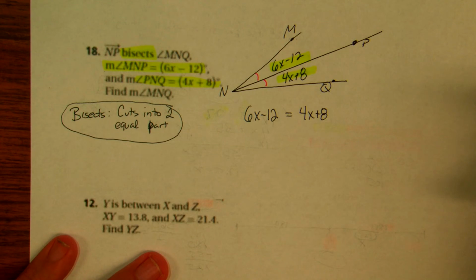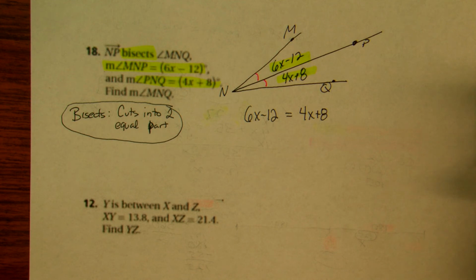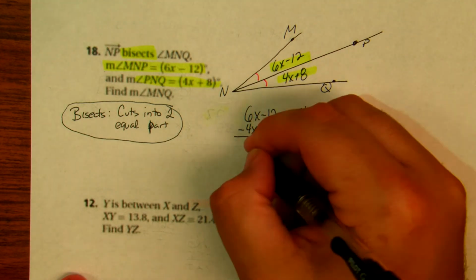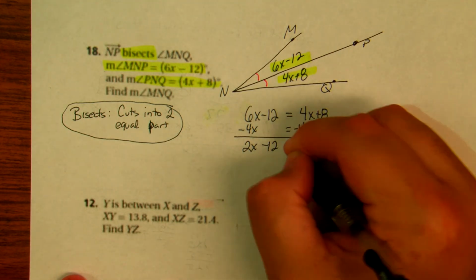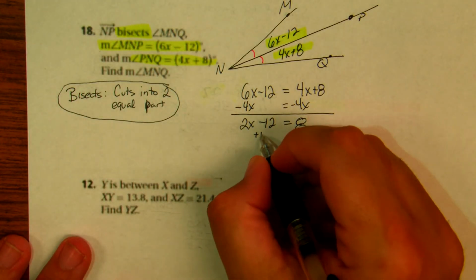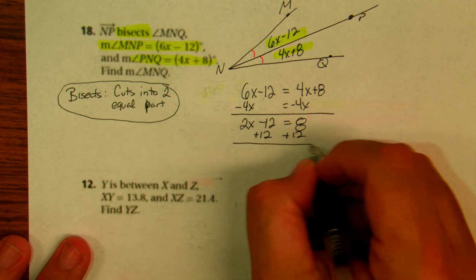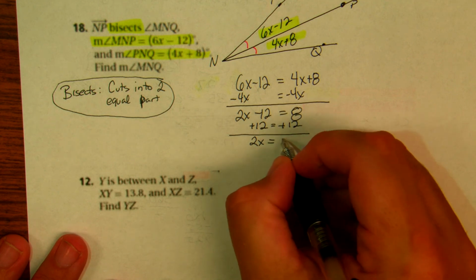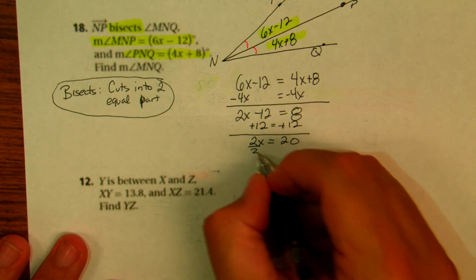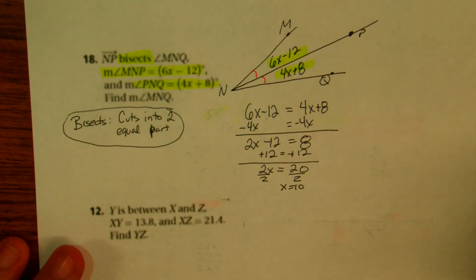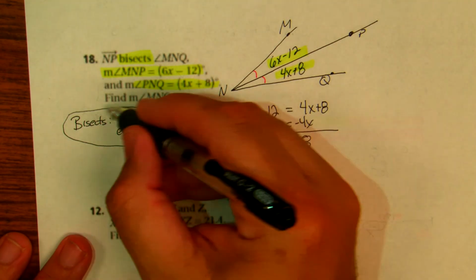So how do we solve this? Subtract 4x from both sides. 2x minus 12 is equal to, so we get 2x is equal to 20. Divide by 2. X is equal to 10. But is that what the question is asking? The question says find the measure of angle M and Q.